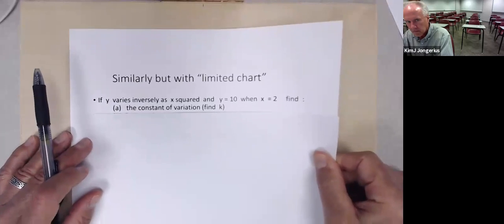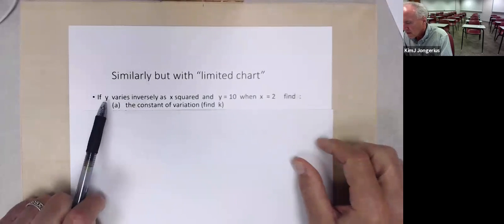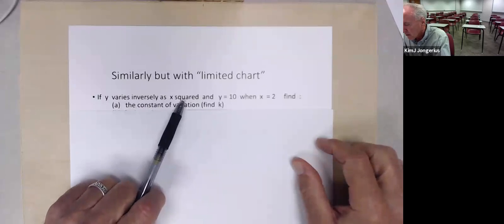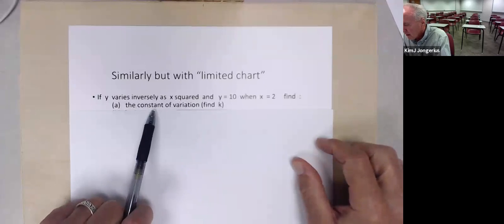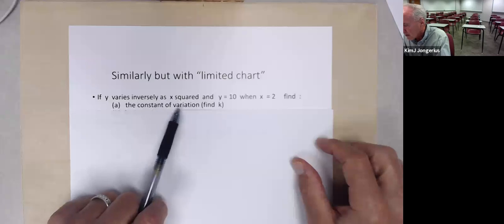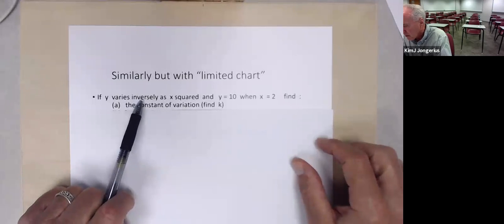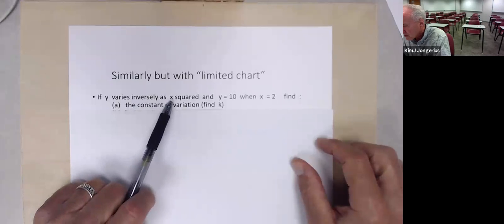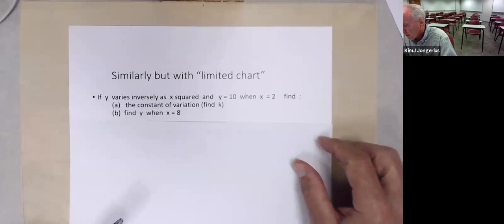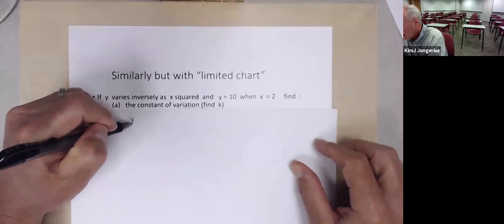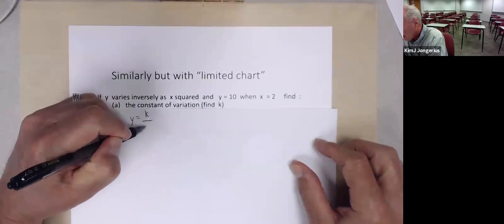Our next example. We're told this time y varies inversely as x squared. What's different here is the fact that this one is squared, not just x by itself like the previous problems. We would like to first find the constant of variation, or find k. So my formula, because it's inversely, is going to be k divided by, but not just x this time, rather x squared. So what I'll have is the following. Y is equal to k divided by x squared.